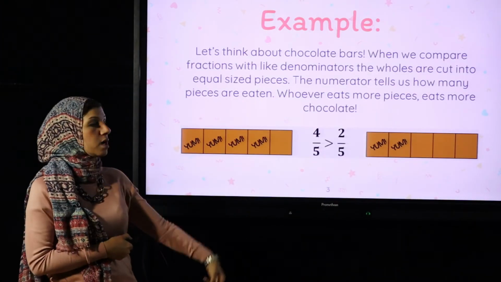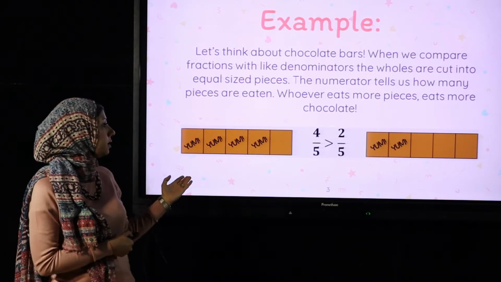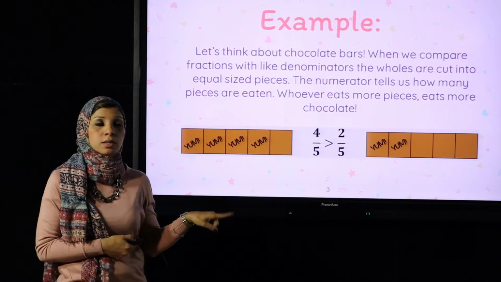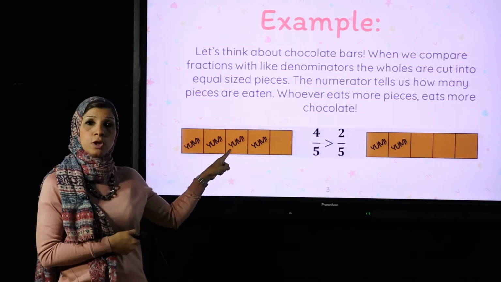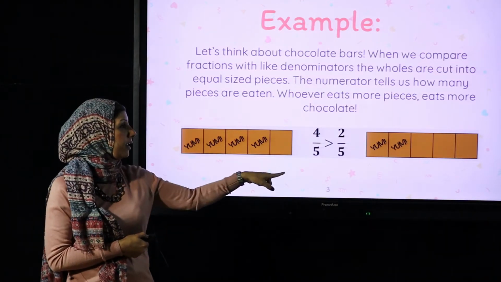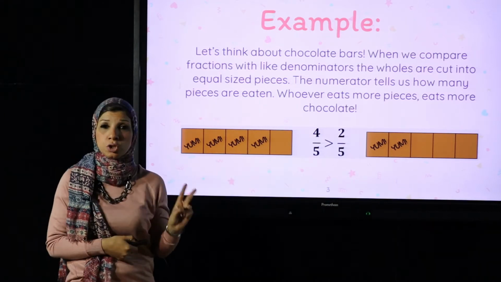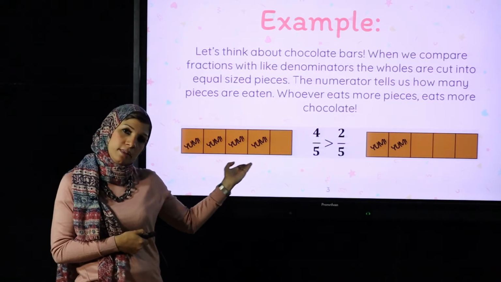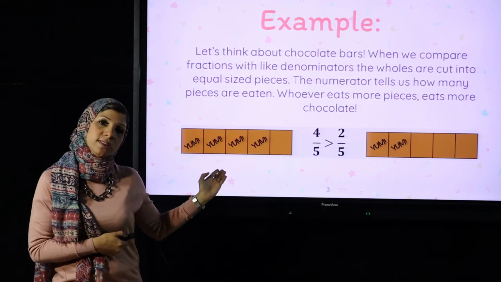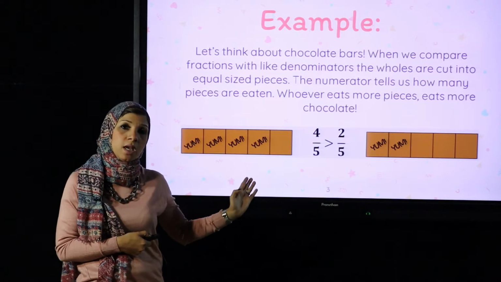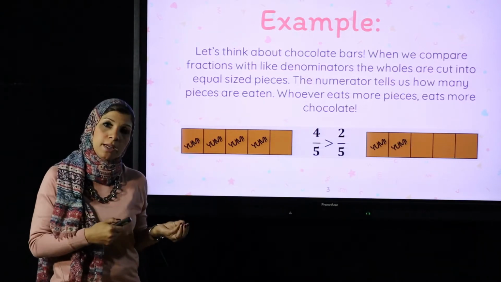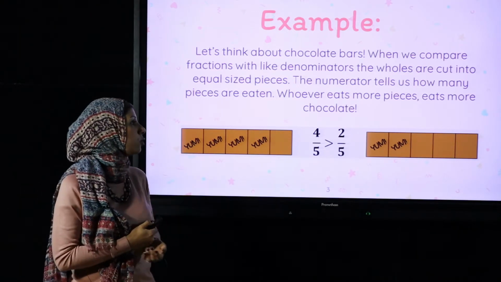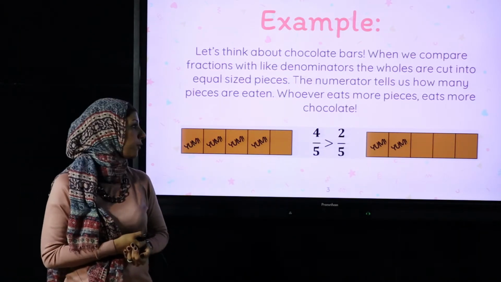We have 2 bars of chocolate. On the left side, we ate only 4 parts out of 5, so it means 4 over 5. And on the next side, we ate only 2 out of 5, 2 over 5. As we see here, the denominators are the same. And we said before, when the denominators are the same, the fraction will be normal. The big numerator will be the big one, and the small numerator will be the small one. So which one will be the big? The 4 over 5.